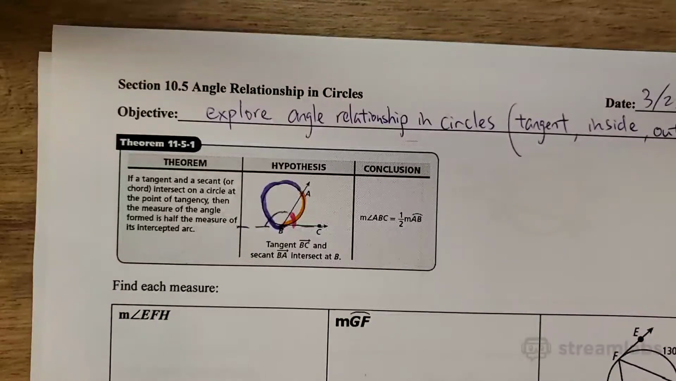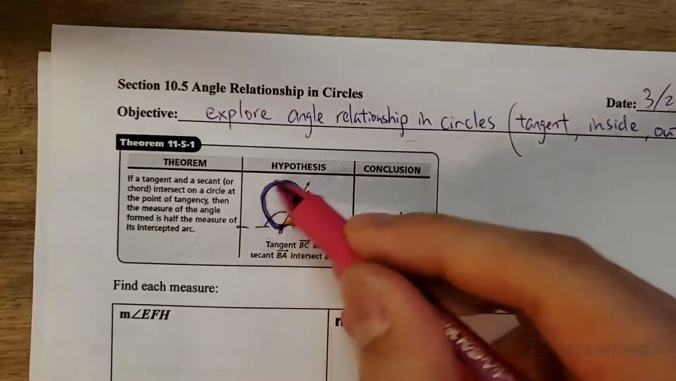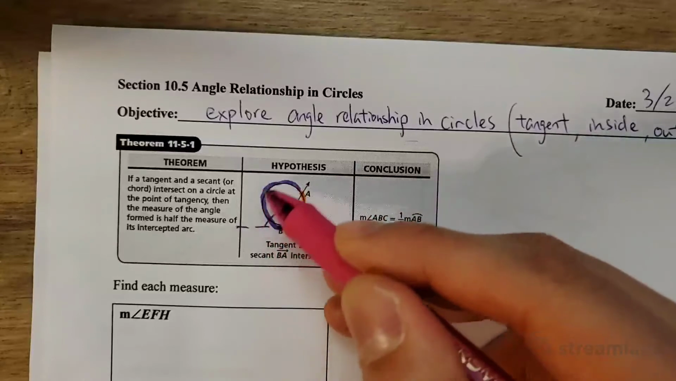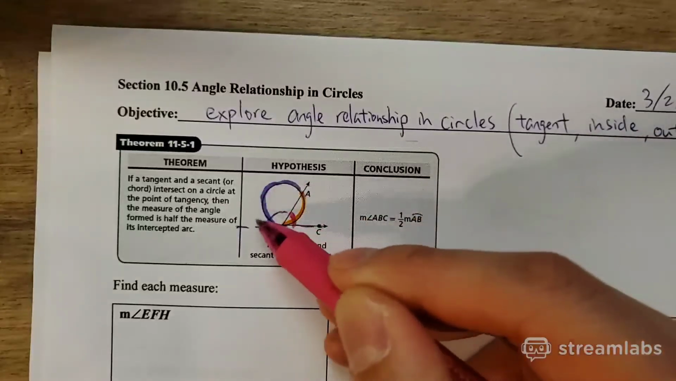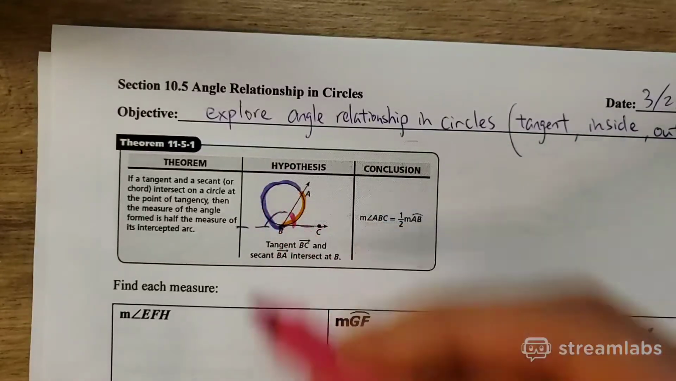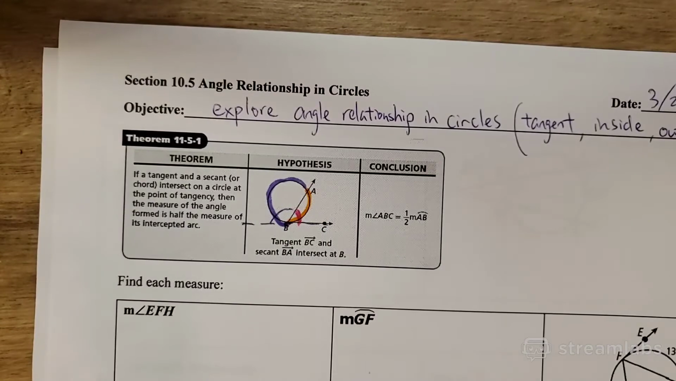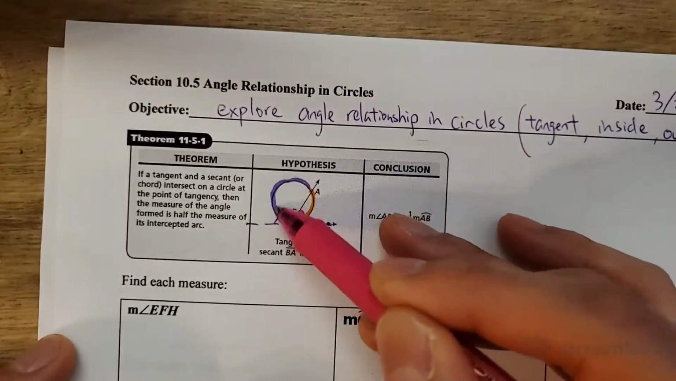So, what is the sum of the whole circle in arc measures? Yeah, 360, right? So the whole thing here is 360.